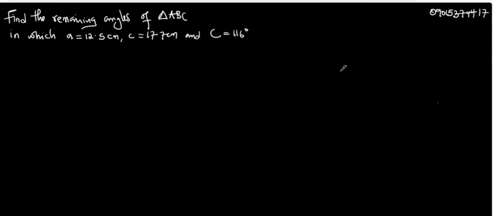So I have this question that says, find the remaining angles of triangle ABC in which side A equals 12.5 centimeter, side C equals 17.7 centimeter, and angle C equals 116 degrees, right? The sides of a triangle are represented using small letters, while the angles are represented using capital letters.